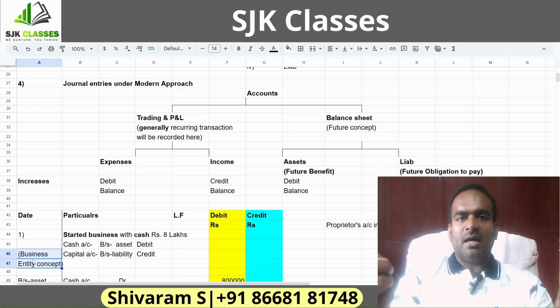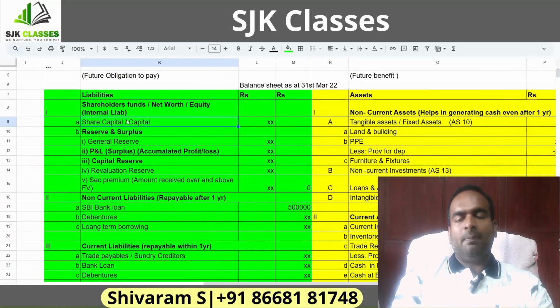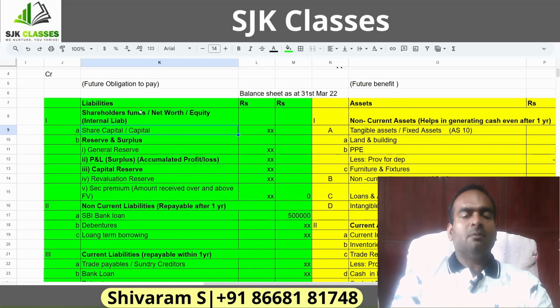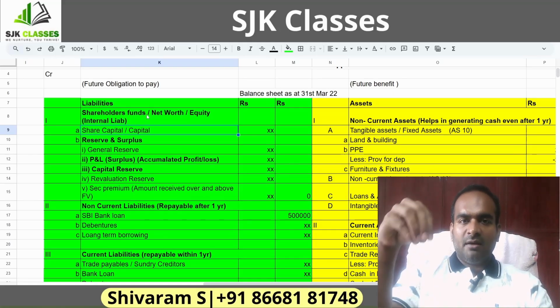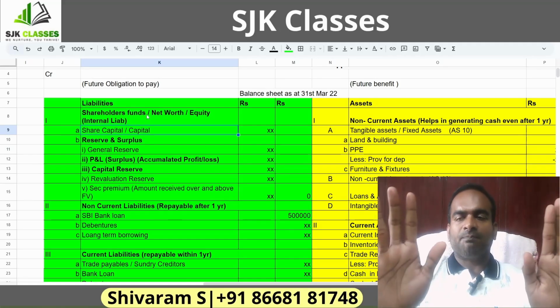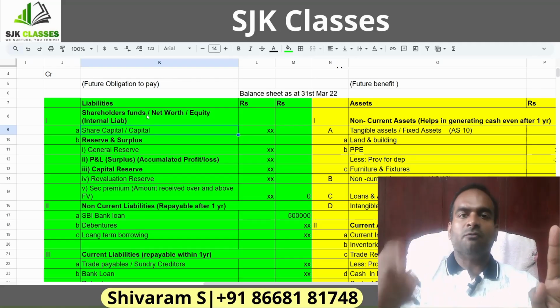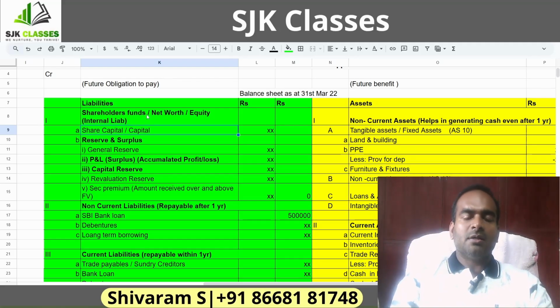So the business has to repay it back, right? Hence, capital should be what? It's a liability. I'll just show you the pro forma statement as well. In the balance sheet, on the liability side, we have something called the capital account. Capital comes under liability. Why? Because what is capital? The money invested by the proprietor in the business. Since the proprietor and the business are different, from the business perspective, the business has to repay it back in future. There is a future obligation to pay. Hence, capital will be a liability for the business.